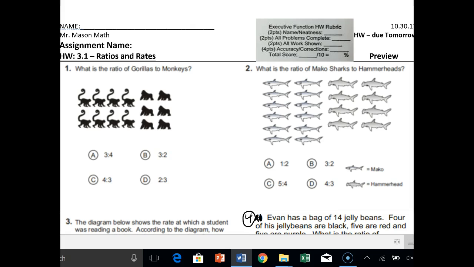So I'll be doing problem number 1. What is the ratio of gorillas to monkeys? So we have 6 gorillas, and we have 1, 2, 3, 4 times 2, 8 monkeys. Again, we want gorillas to monkeys, so 6 to 8, or 6 over 8. And then once we do that, obviously we want to simplify. So if we have a fraction, let's simplify that by dividing by 2. And that gives us our answer of 3 over 4, or 3 to 4. So the answer here is A.